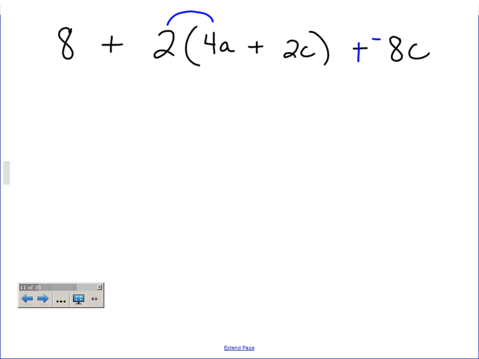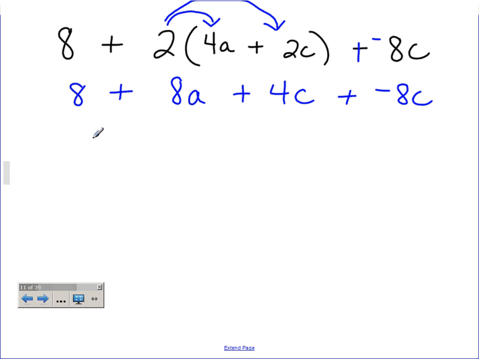So I'm going to multiply 2 times 4a. So I have 2 groups of 4a's. That's going to give me 8a. Plus, I have 2 groups of 2c. So 2 times 2c is going to give me 4c. Okay, now I'm just going to rewrite everything else. I have an 8 up front and a negative 8c in the back.